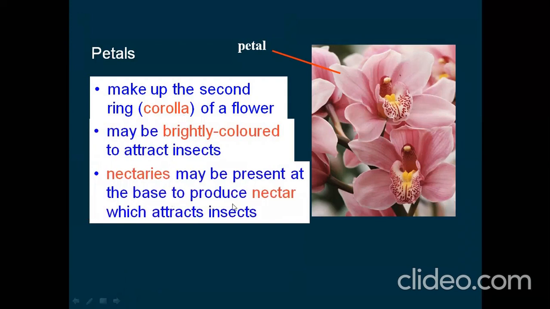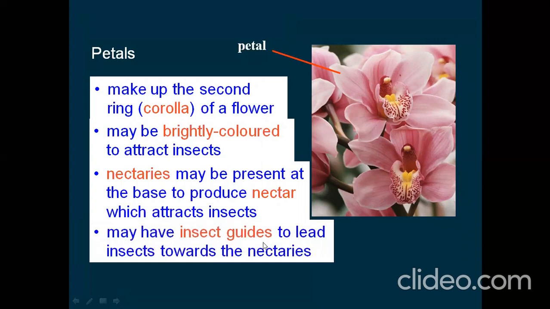Nectaries may be present at the base to produce nectar. Nectar is actually a sugary substance, present at the base, which will attract insects for pollination. Petals may have insect guides to lead insects toward the nectaries. You can see it here. These are insect guides, right? They guide the insect to reach the nectaries, and that helps in the transfer of pollen grain from the male part of the flower, the anther, to the stigma. Is it clear?